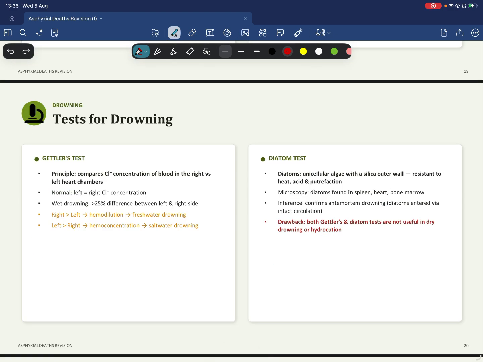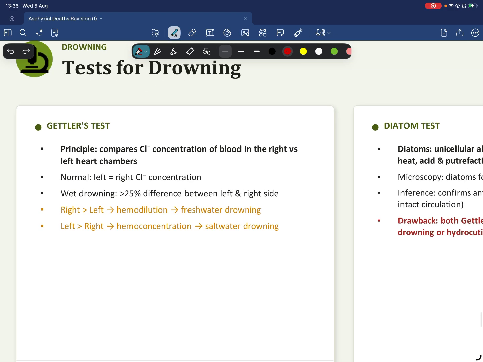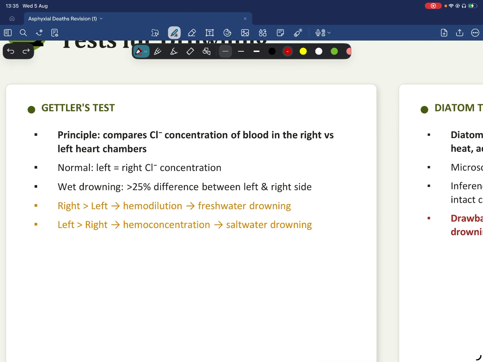Tests for drowning: we have Gettler's test and the diatom test. Gettler's test principle compares chloride concentrations of blood in the right versus left chambers of the heart. Normally, the left and right chambers of the heart have equal chloride concentration. In wet drowning, there is more than a 25% difference between the left and the right side of the heart. If right is more than left, it is hemodilution, which means freshwater drowning. And if left is more than right, it is saltwater drowning.